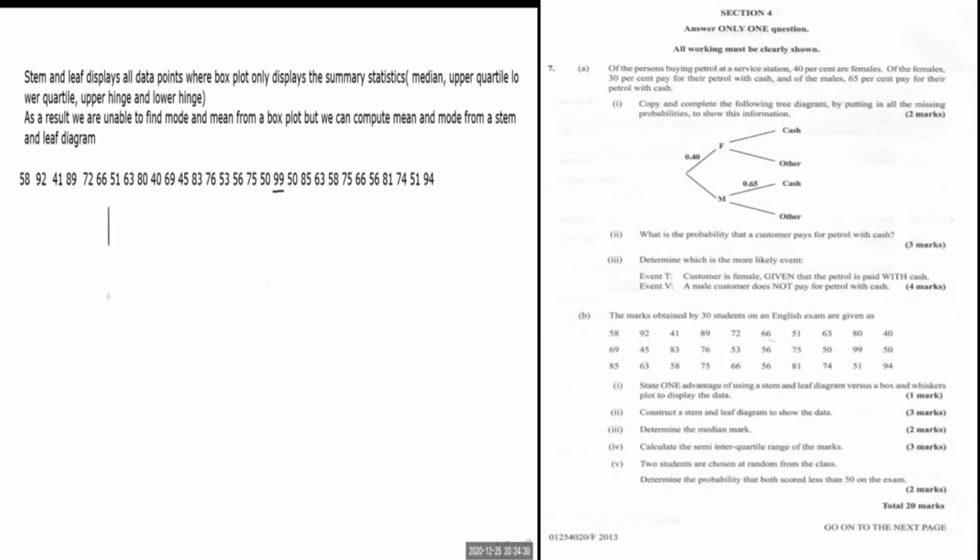So let's construct our stem and leaf diagram. So this is the stem. All right. But over here will be the stem. And over here will be the leaf. All right. And so, of course, we'll put our key later down.